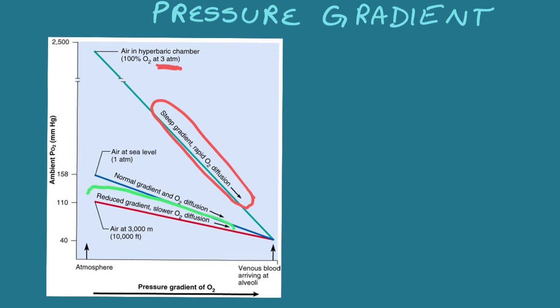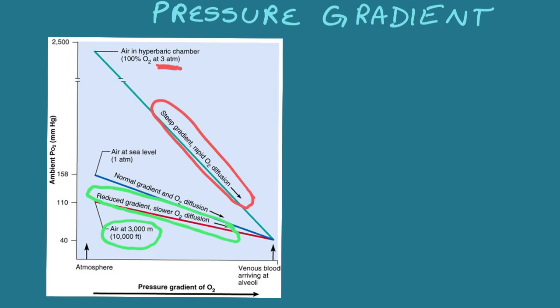So imagine that you are at a very high altitude in Quito, Ecuador, or in Colorado on a very high ski slope. The air at 3,000 meters is a very low pressure. So this causes the oxygen to diffuse much more slowly, which is why people get mountain sickness when they are at a very high altitude.